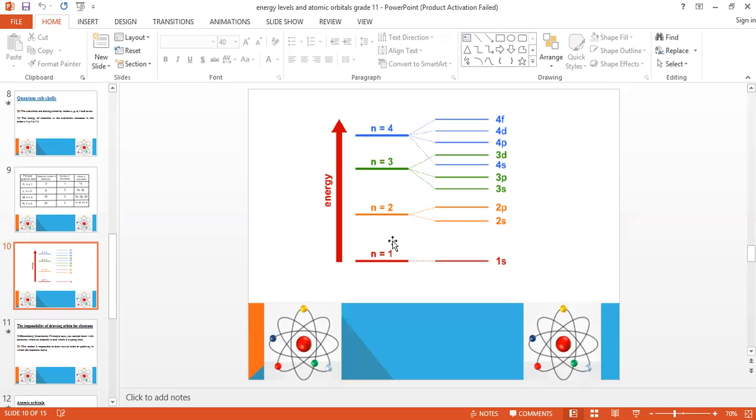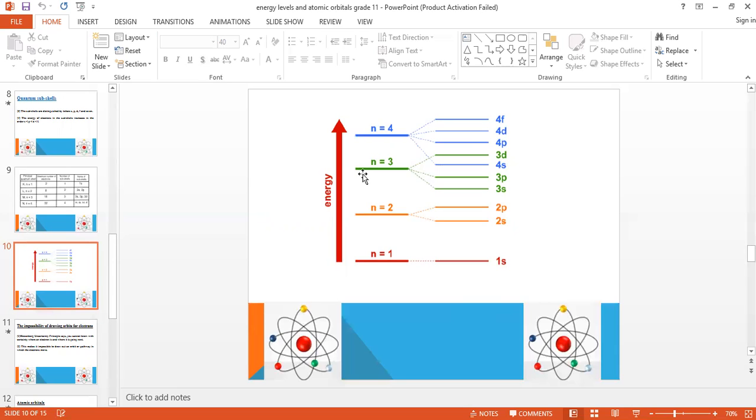Similarly, from N1 there is only one line. It means we have only one orbital, that is 1s. From N2 we have two lines. What do you mean by these two lines? Two subshells, 2s and 2p.